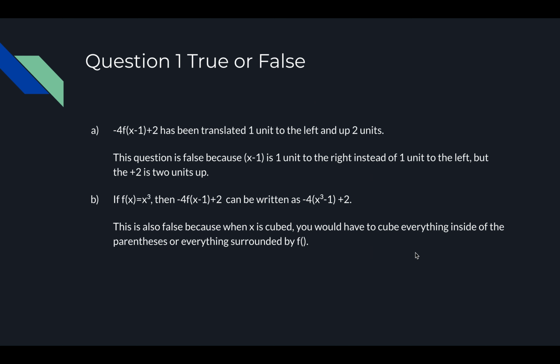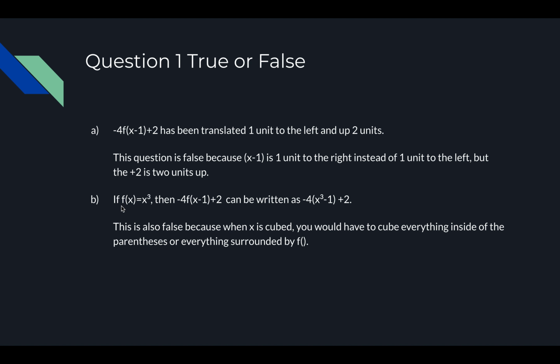And here, the worksheet that I'm explaining is the question 1 true or false, and question 1a is negative 4 f of (x minus 1) plus 2 has been translated 1 unit to the left and up 2 units. Is that true or false? The question is false because when it's x minus 1, then it is 1 unit to the right instead of 1 unit to the left. But then the plus 2 is correct because they said up 2 units, but then the 1 unit to the left is what makes it false.